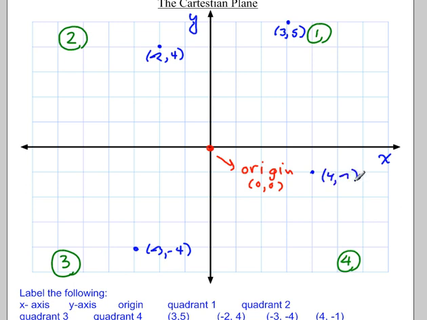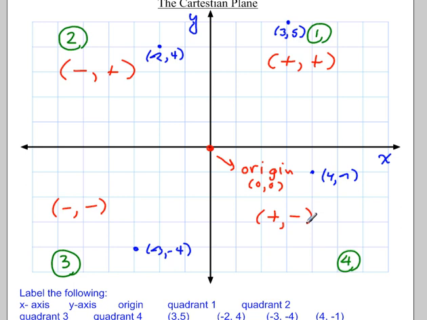Another thing that's useful to know is in quadrant 1, your x-coordinate and your y-coordinate are both positive. So that one is positive, positive. In quadrant 2, your x is negative because you're moving to the left, but your y is still positive. In quadrant 3, both your x and your y are negative. And in quadrant 4, your x is positive, but your y is negative.